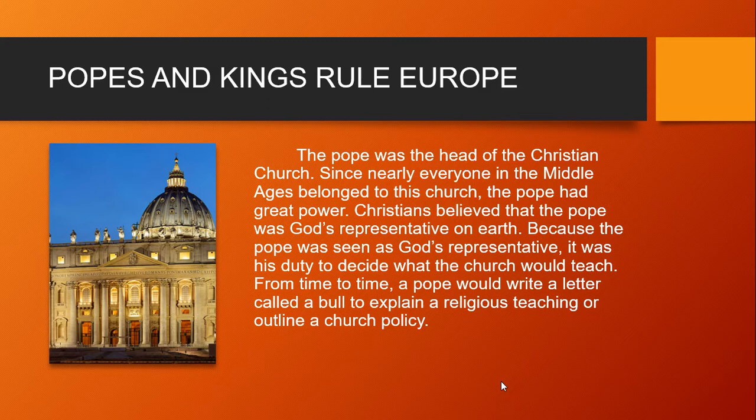Peter, when Jesus is telling St. Peter, "On this rock I will build my church," talking to St. Peter and virtually giving Peter the authority that Jesus had during his time on earth, transferring it to one representative who we call the Pope. Because the Pope was seen as God's representative, it was his duty to decide what the church would teach. From time to time, a pope would write a letter called a bull that's explaining his religious teaching or to outline a church policy.